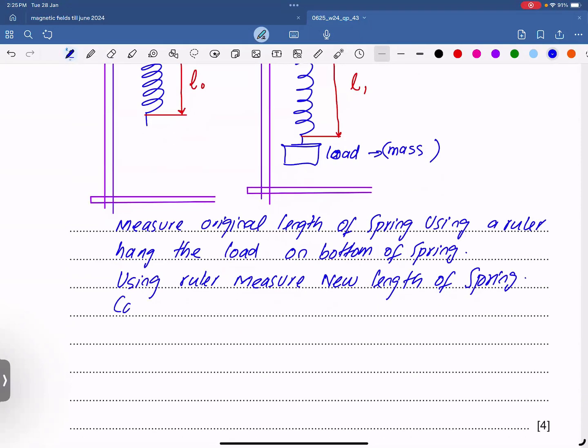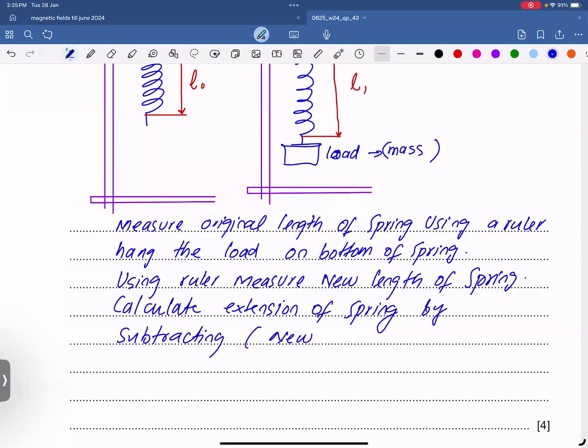Then you will calculate the extension of the spring by subtracting new length minus original length. So far, we got the extension, my dear students.